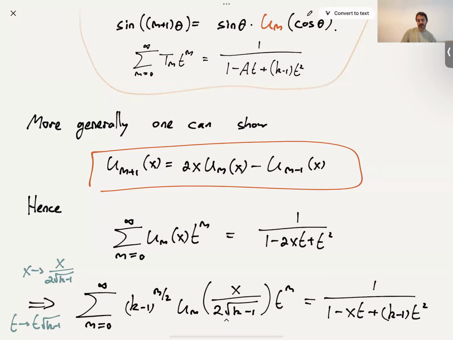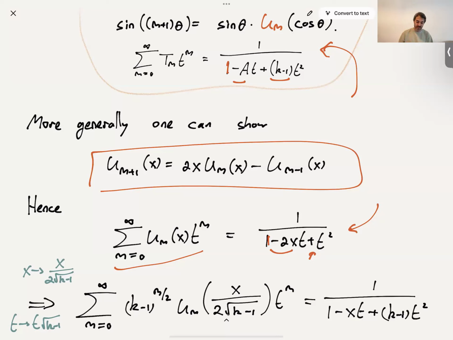And if you think about it for a second, the generating function for that, similarly to what we did for matrices but now for functions, you can show that the generating function for the U_m of x is this expression, which looks quite similar to what we had before for the generating function of the T_m. You have the 1 over, and then you have 1 in both cases. Here the coefficient of t is minus 2x, and there it is minus a. There's a difference. And here the coefficient is k minus 1, and here it's just 1. But that's just because we didn't normalize correctly.